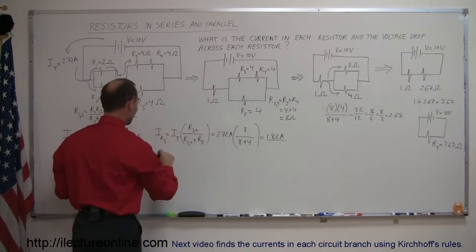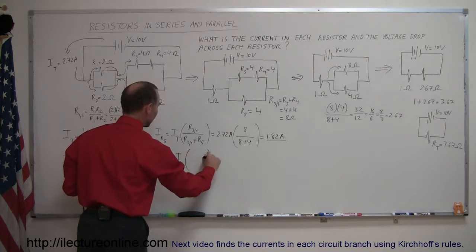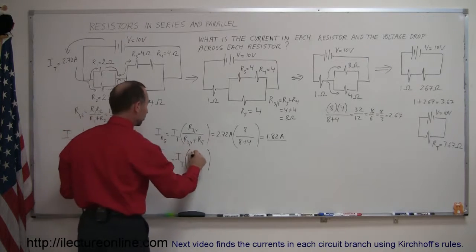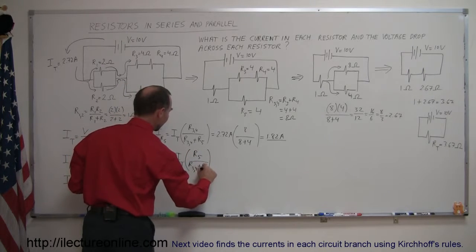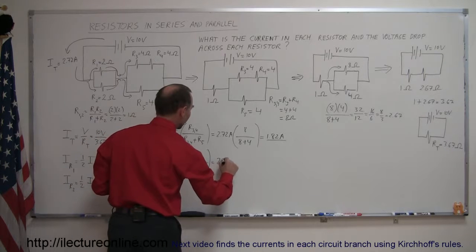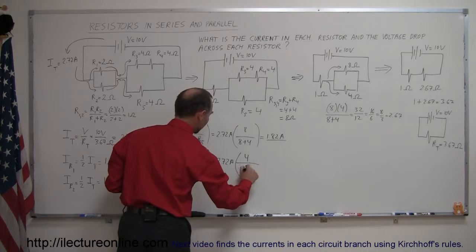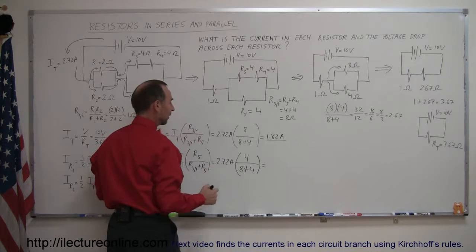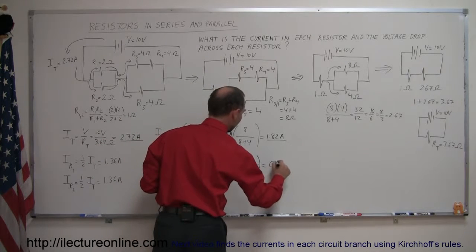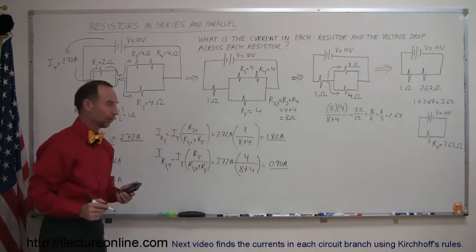To find the current through the top branch, I through the top branch, which is R34, is equal to I total times the ratio of the resistance in the other branch, which would be R5 divided by R34 plus R5. That is 2.72 amps times 4 over 8 plus 4, because R5 is 4 ohms, and that would be 1/3 of that, which is 0.90 amps. So there's a slight round-off error, but we're good with that.